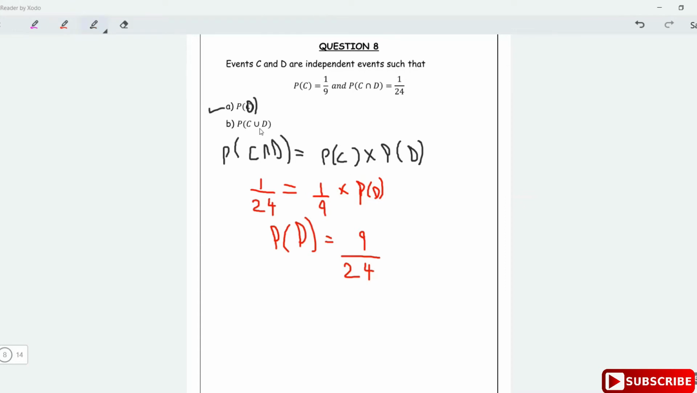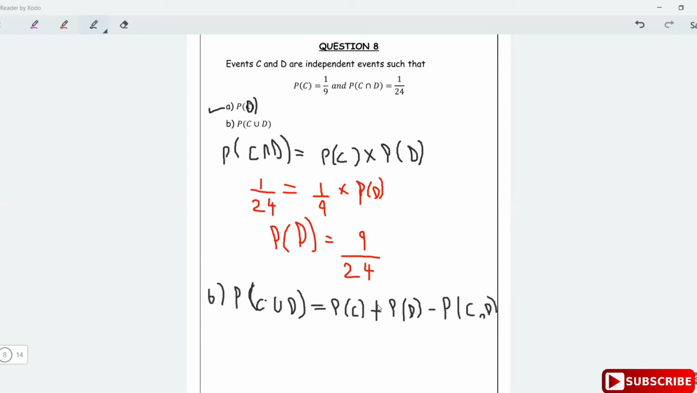Next part says find the probability of C union D. To find the probability of C union D, it is going to be equal to the probability of C plus the probability of D, minus their intersection, minus the probability of C intersect D. That's what we do know.